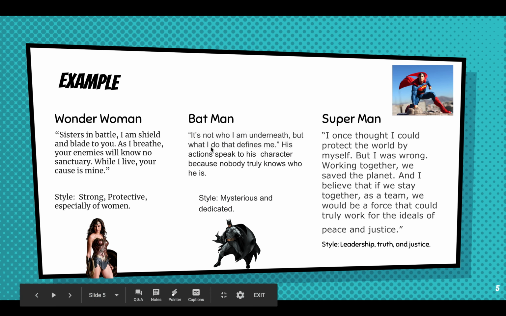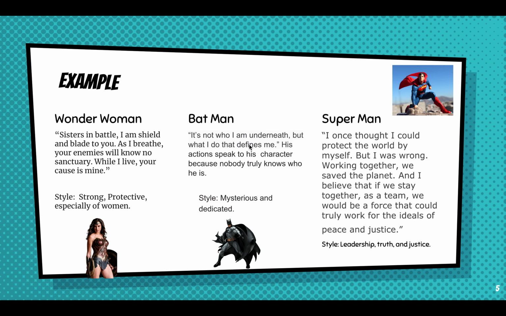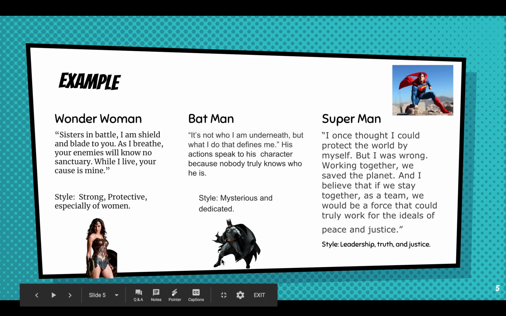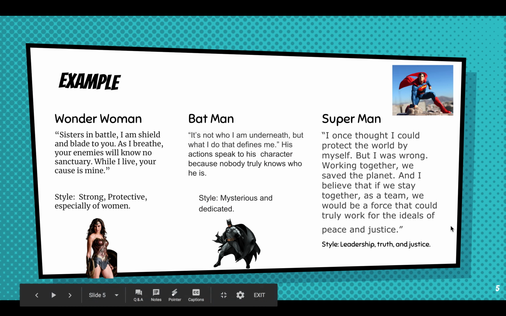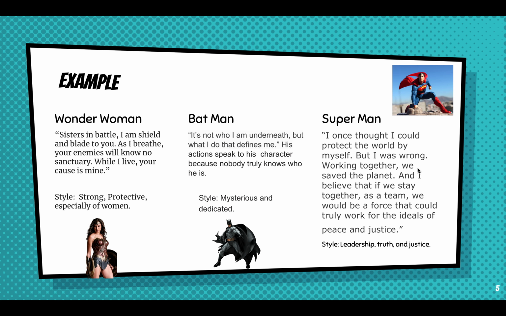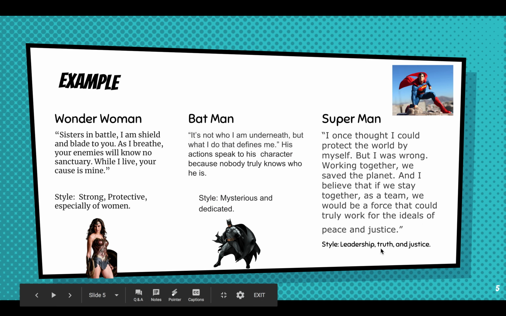So here's Batman. It is not who I am underneath, but it's what I do that defines me. So his actions speak to his character because nobody really knows who he is. Therefore, he's mysterious, but he's also dedicated. And then we have Superman. I once thought I could protect the world by myself, but I was wrong. Working together, we save the planet. And I believe if we stay together as a team, we would be a force that could truly work for the ideals of peace and justice. So his style is very much leadership and team oriented, but he's definitely the leader and he's looking for that truth and that justice.